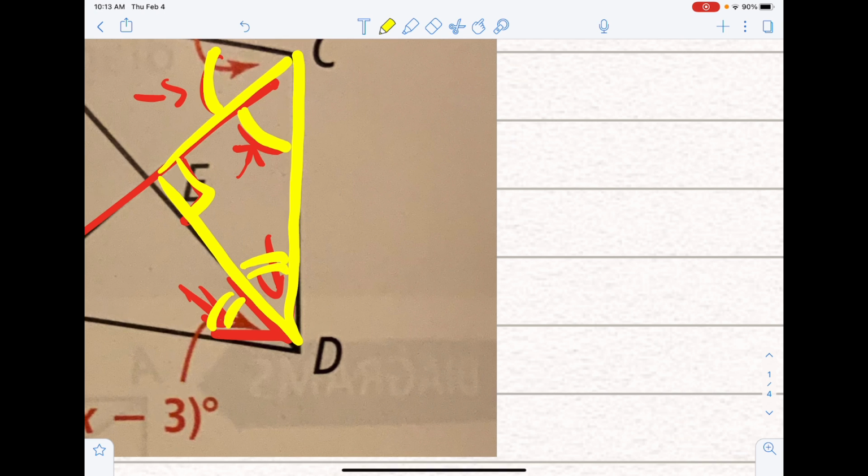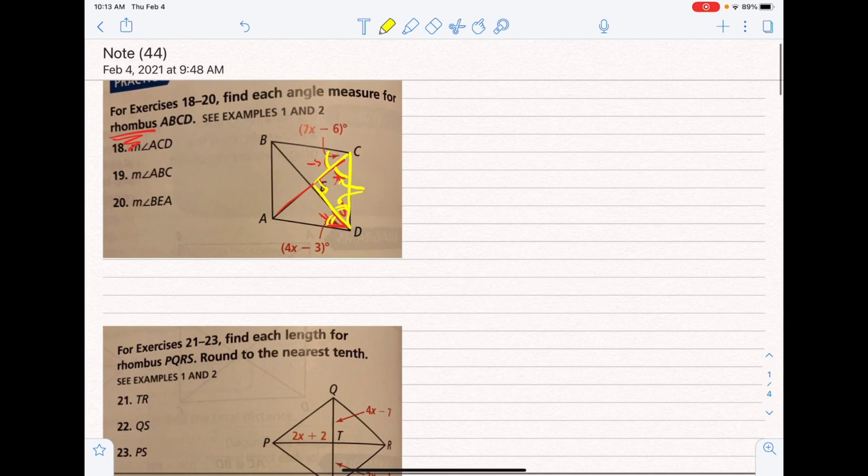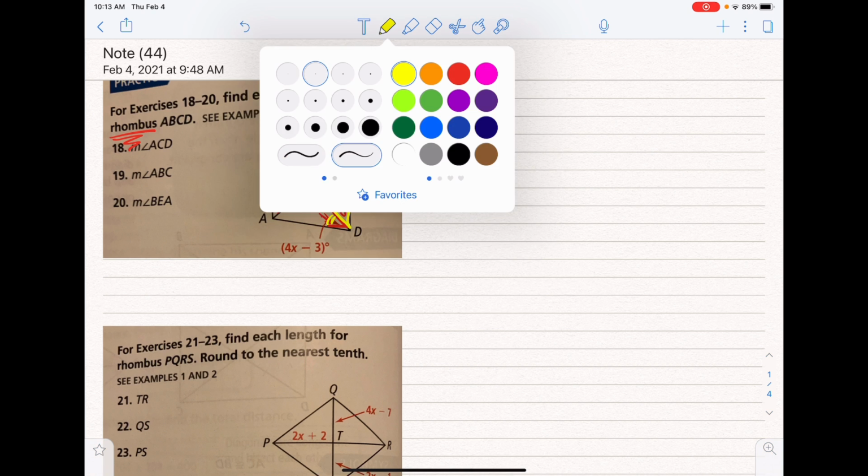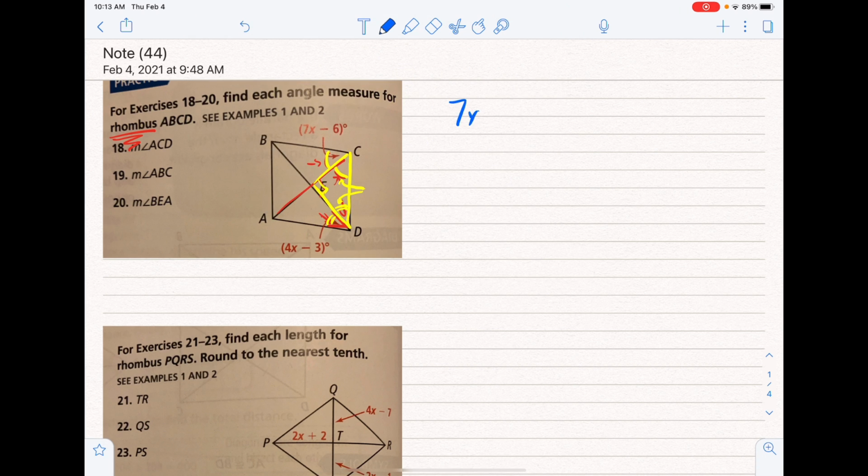So now we've got a right triangle, and we have information about two of the angles, and the other one is the 90. So think about that. Those two must add up to be 90. We could write it like this. We could say, well, I know that 7x minus 6 plus 4x minus 3 plus that 90 degrees all must add up to be 180. Okay? Because that accounts for all three angles in the triangle.